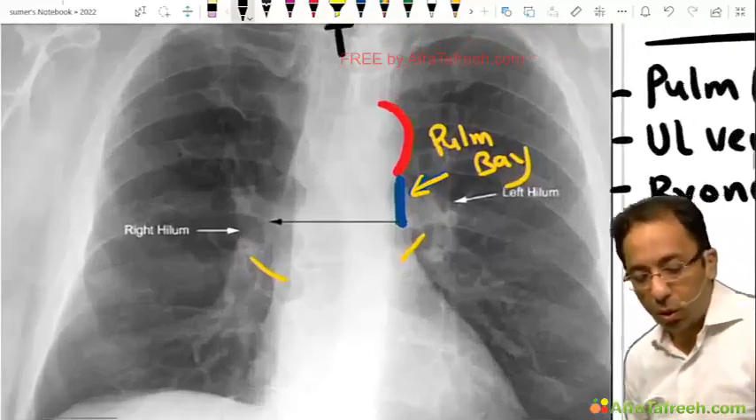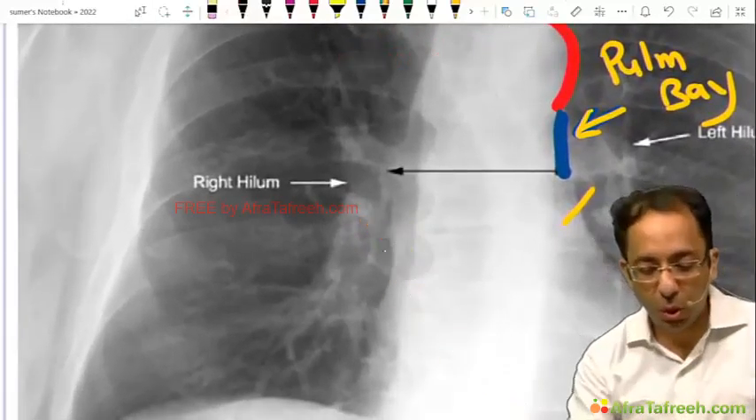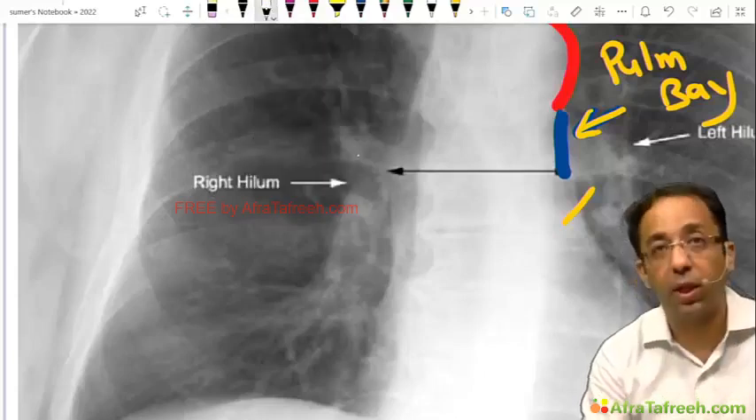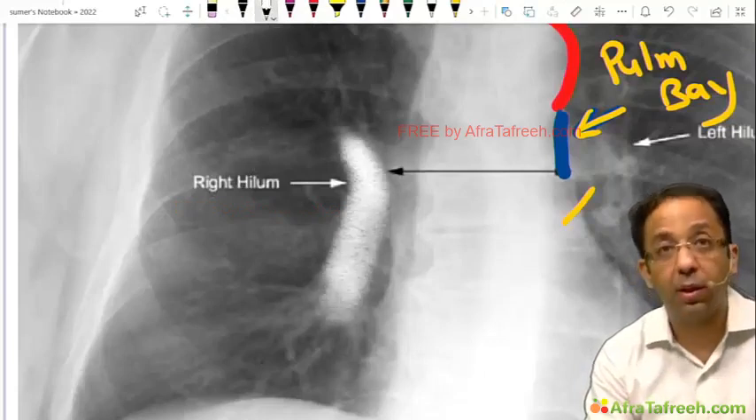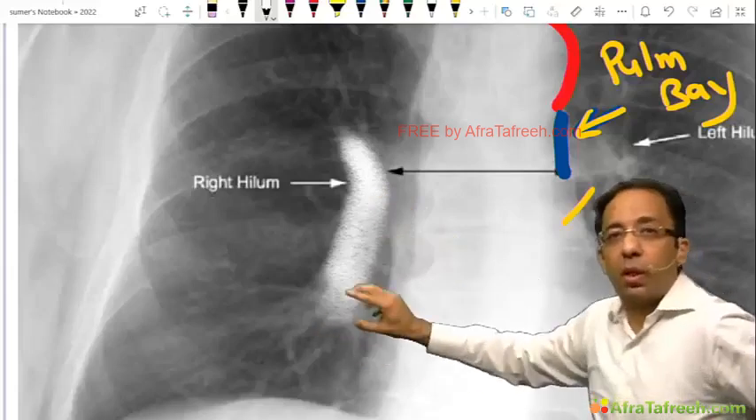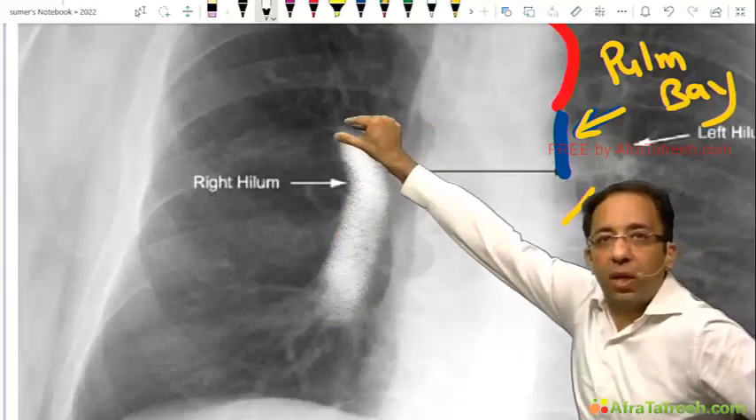Okay. Now look at the hilum on this side. I want all of you just to see it, just leave your pen for a moment. Just see it here, beta. Look at this once. This is the shape of the hilum. I am trying to paint it. This is how the hilum is normally. Okay. This is the right pulmonary artery and this is the upper lobe vein.